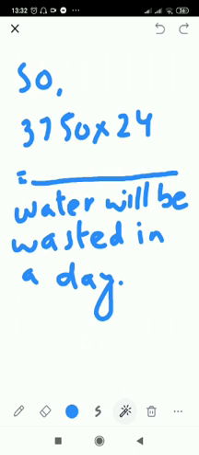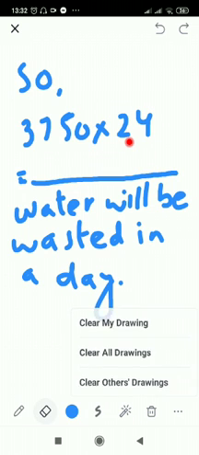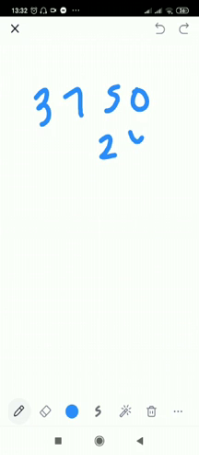All right, so you do the working of this, multiply it, and you will get the answer that this much ml of water is wasted in a day. And I'll show you the working, how you will do it. 3750 multiplied by 24. Okay, we're going to multiply it.